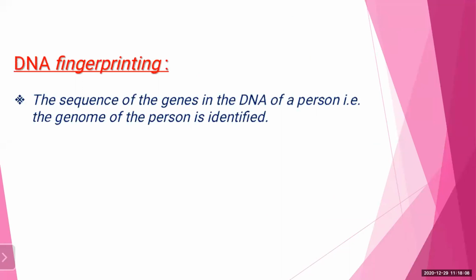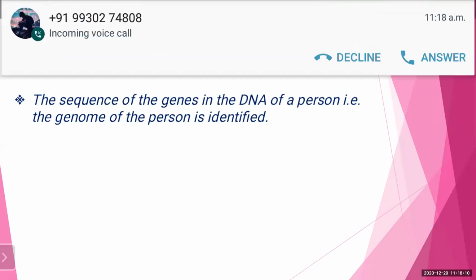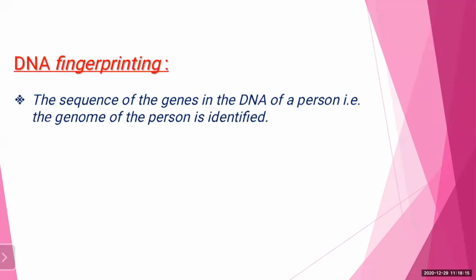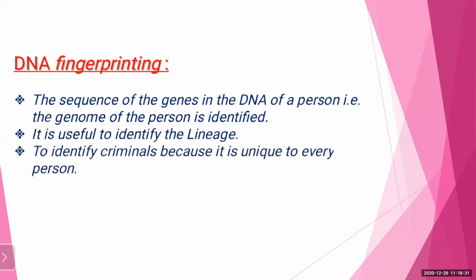It is not the same. The sequencing of the genes in the DNA of a person is different for different people, right? So it is unique, it is not the same for anyone. So that is why it is of much use. So it is useful to identify the lineage, right? And it is also useful to identify criminals because it is unique to every person, right?